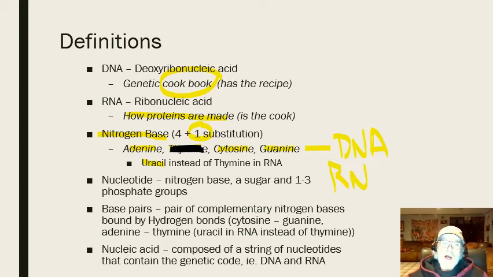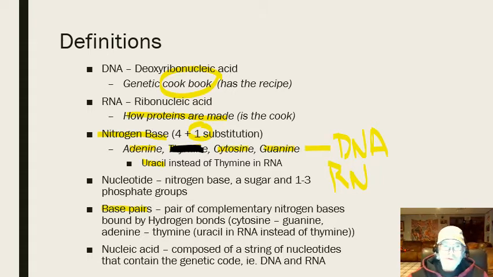Okay, nucleotide is another definition. A nucleotide is one of these nitrogen bases, adenine, thymine, cytosine, guanine, plus a sugar and 1 to 3 phosphate groups. We'll talk a little bit more about that as time goes on. Now, this is a really important concept, it's fundamental, it's vital: base pairs. Base pairs are a pair of complementary nitrogen bases.